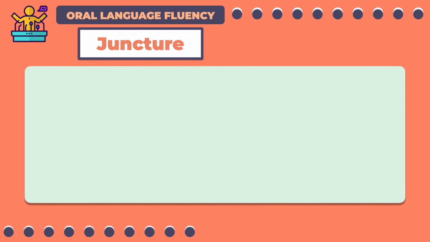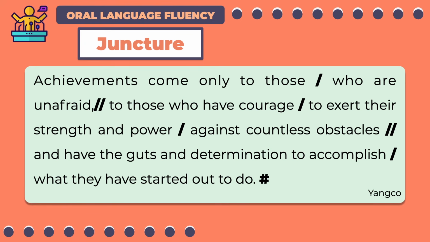Let's read this quotation by Yanko following the proper juncture. Achievements come only to those who are unafraid, to those who have courage, to exert their strength and power against countless obstacles, and have the guts and determination to accomplish what they have started out to do.